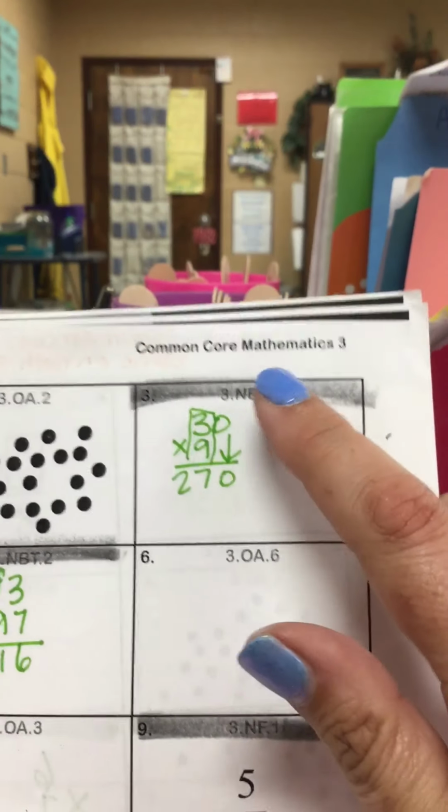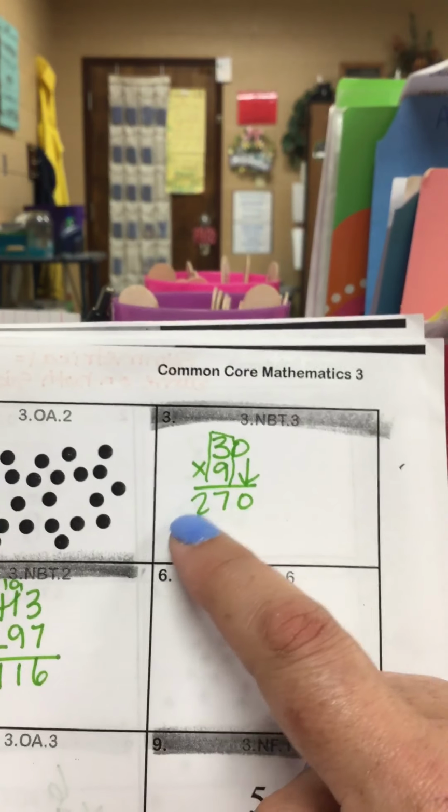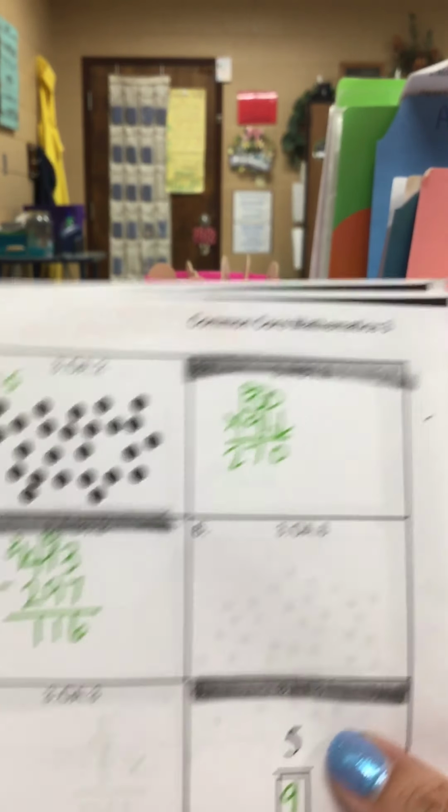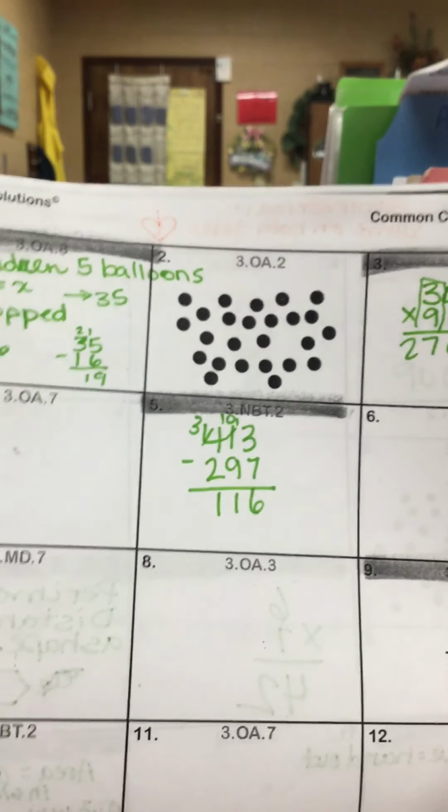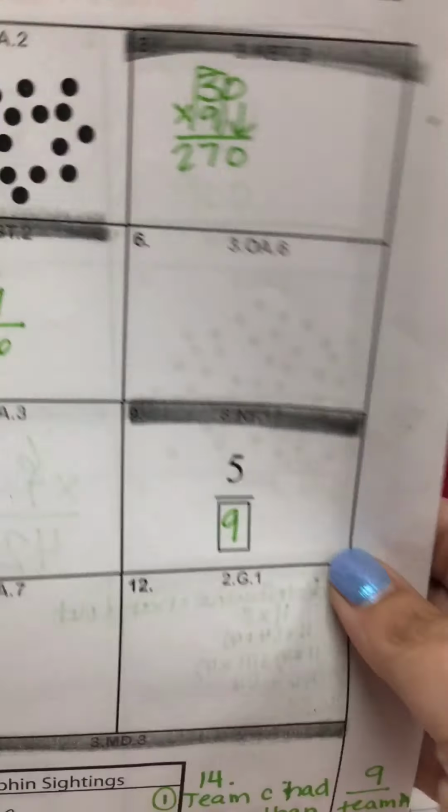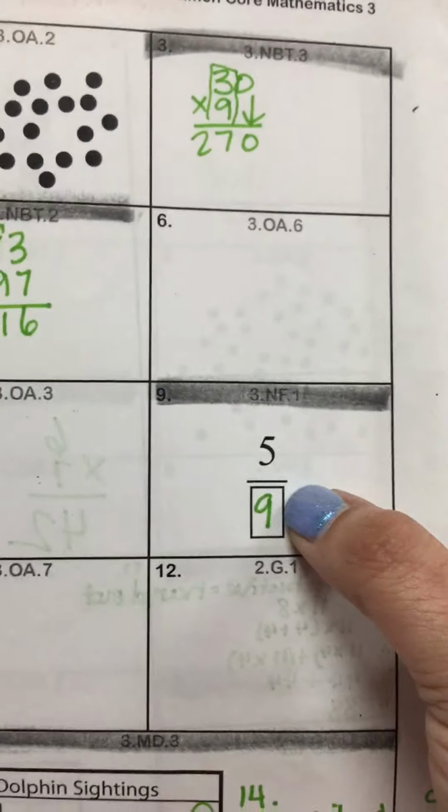The next question was a fast fact times 10. So 27, bring down the 0. We have a subtraction problem and a fraction.